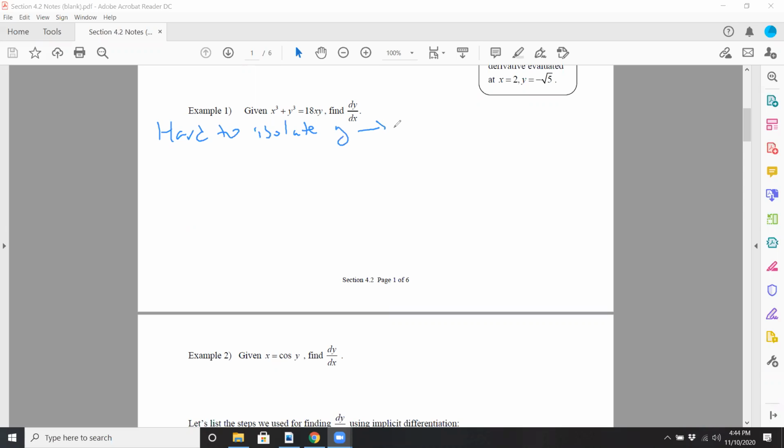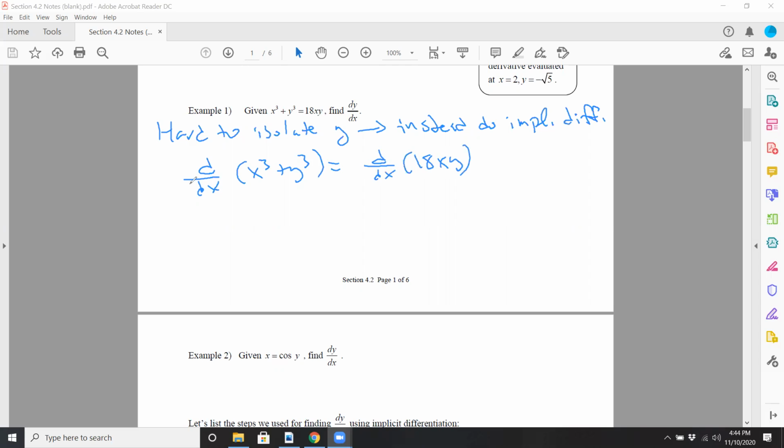So instead, you do implicit differentiation. Here's how it's going to work. We take d dx of each side, d dx of x cubed plus y cubed, and d dx of 18xy. So you take the derivative of x cubed, which is 3x squared. You take the derivative of y cubed, which is 3y squared, times dy dx.